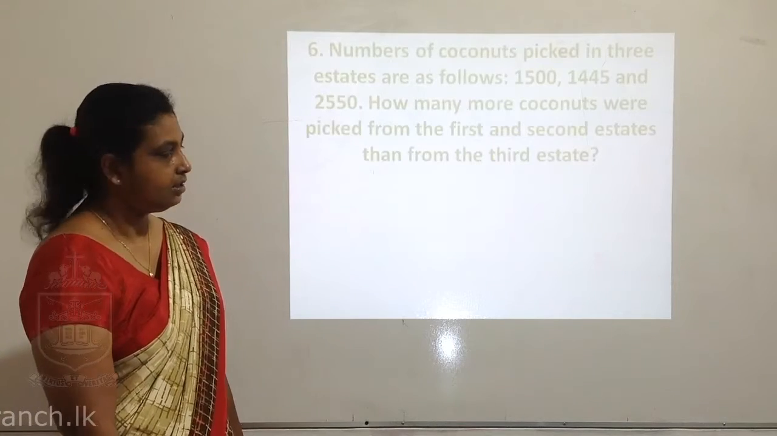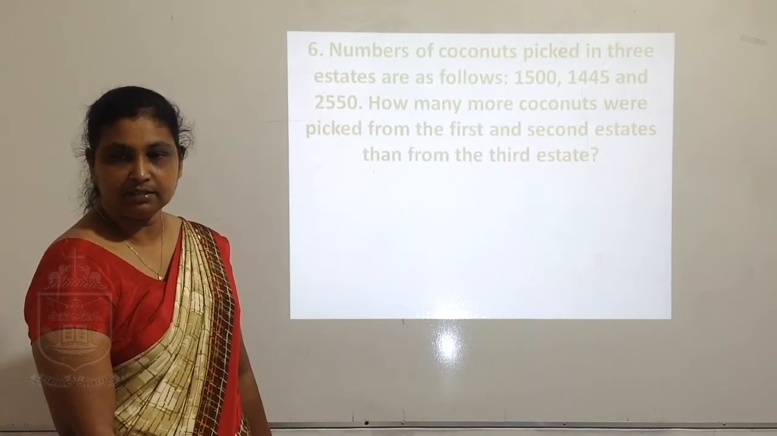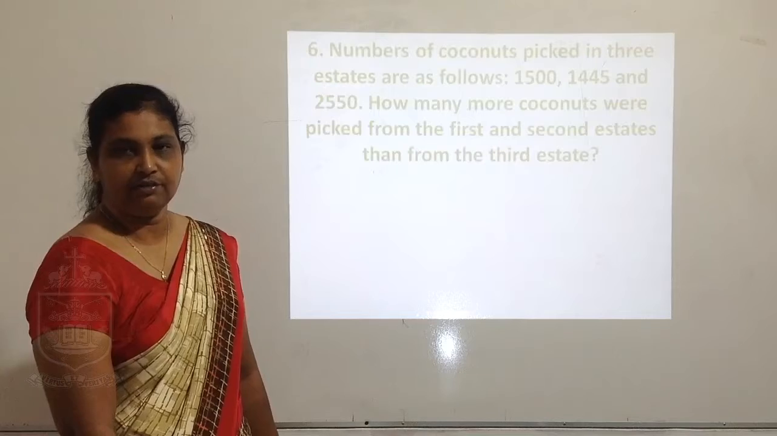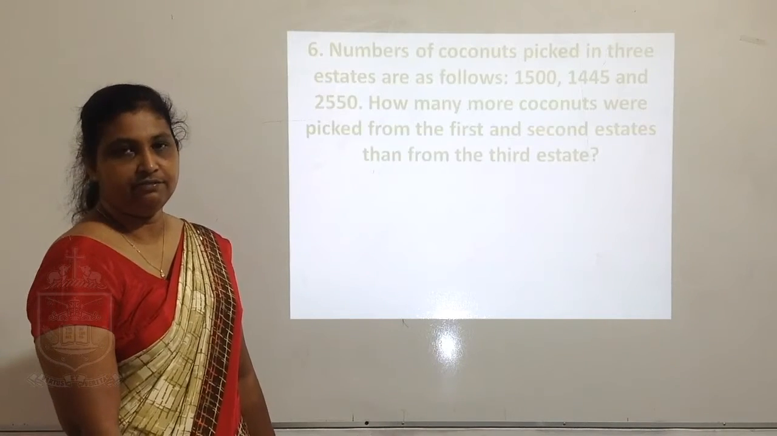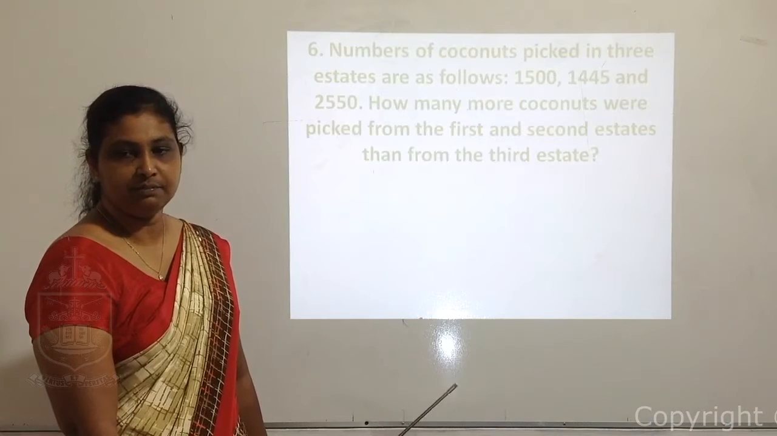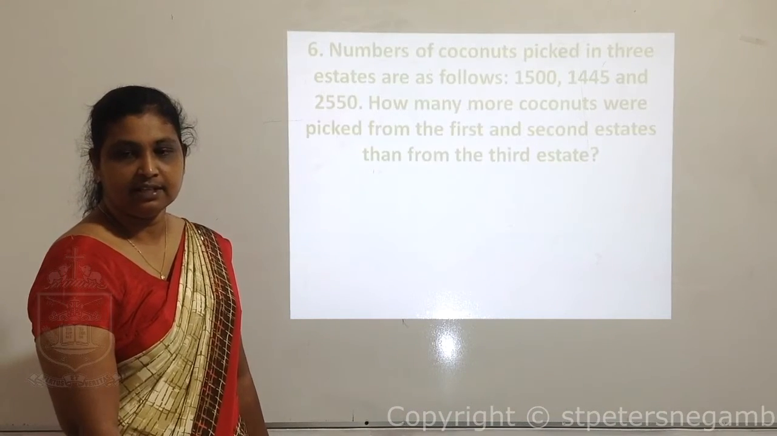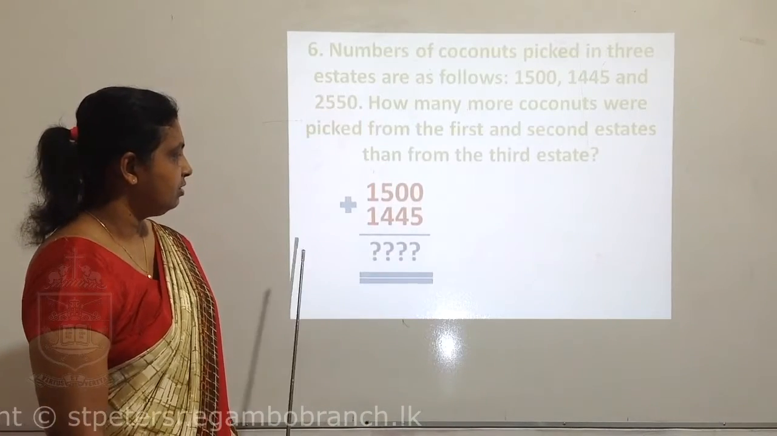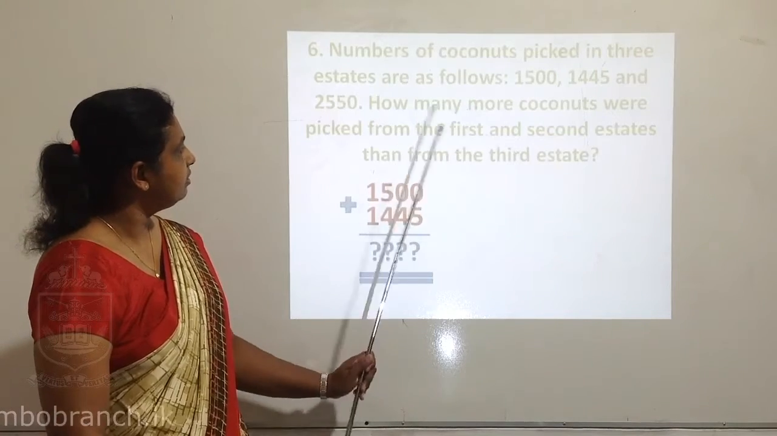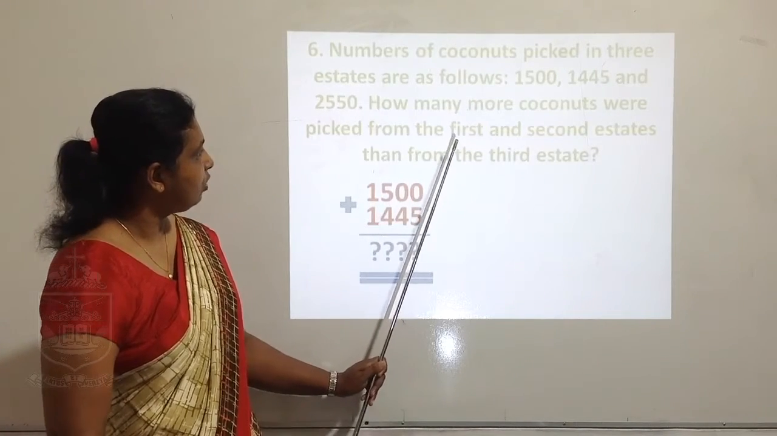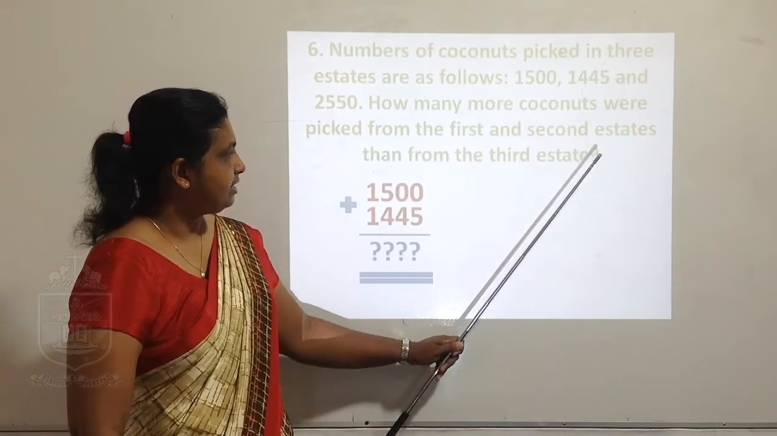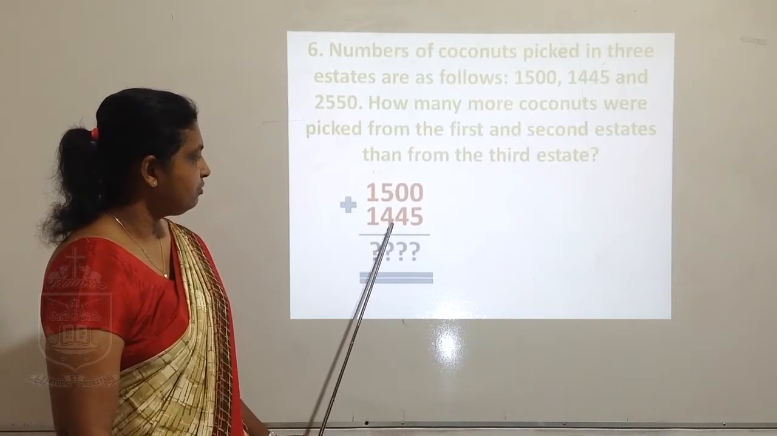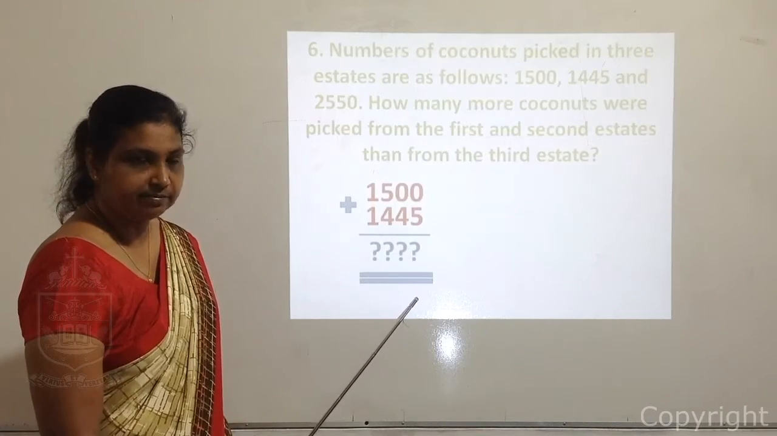Number 6. Numbers of coconuts picked in 3 estates are as follows: 1,500, 1,445 and 2,550. How many more coconuts were picked from the first and second estates than from the third estate? Okay, now the first part is, you have to find the total coconuts picked from the first and second estates. So this is the answer. 1,500 plus 1,445, you have to find the answer.